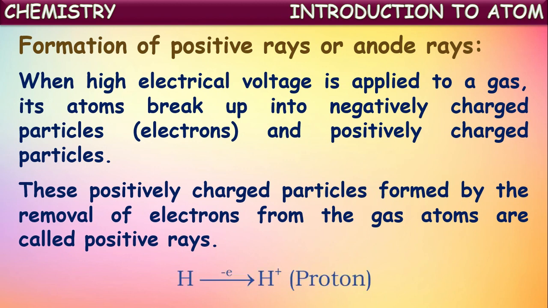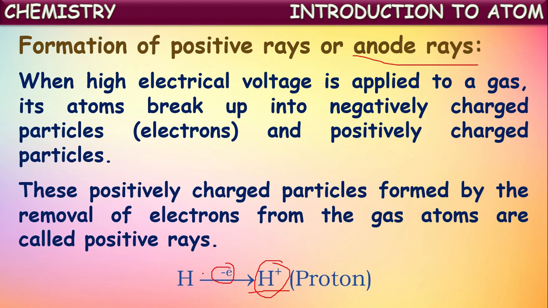For example, if you take hydrogen gas in the discharge tube at a very low pressure and apply high voltage current, the hydrogen molecules first split into hydrogen atoms. Each hydrogen atom will be separated into an electron and one positive particle. These positive particles produced here are called anode rays.